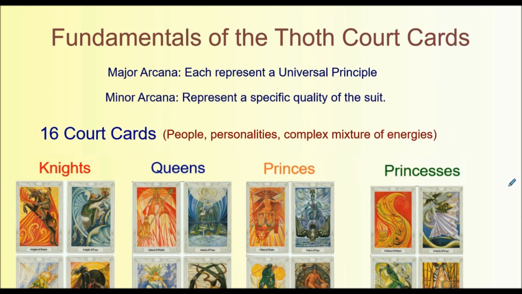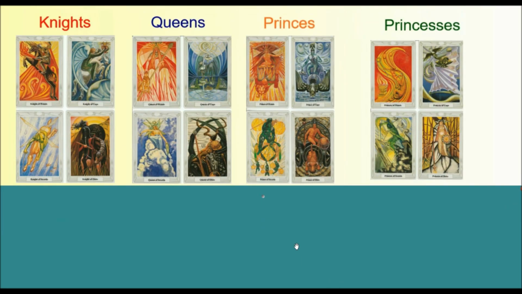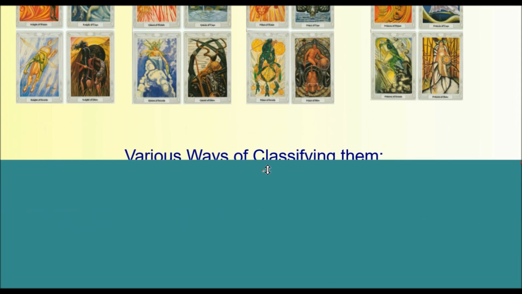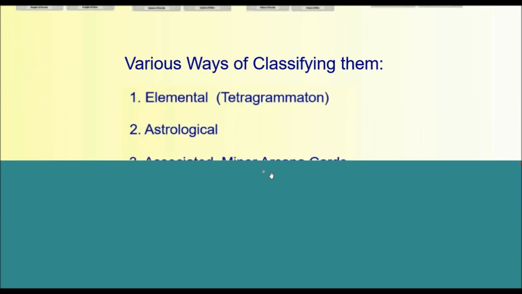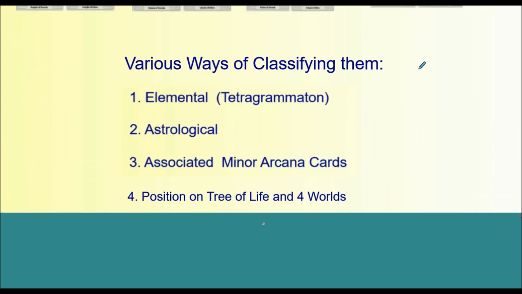So going back to the Thoth deck, and these court cards are beautiful compared to the Rider-Waite deck anyway, so that's another reason for wanting to study these. I'm going to classify them in 4 different ways: elementally, fire, water, air, earth, and so on, with regards to the Tetragrammaton. And for those of you not familiar with this, I'm going to just talk very simply, very briefly in this particular video on the court cards.